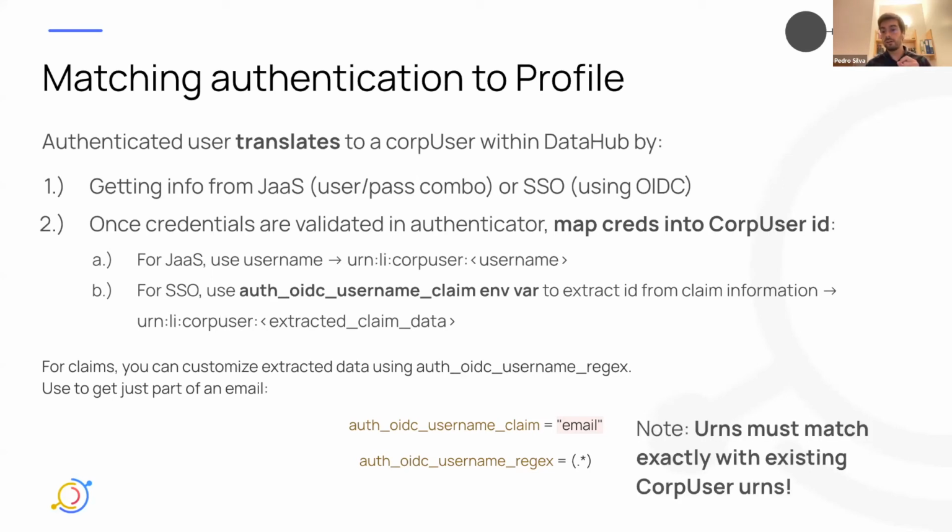But bear in mind, and this is a source of a significant amount of confusion that I've seen in the community, is that these urns that we compute when you log in must match exactly to the urns of existing corporate users so that you have that match. That's how that's done. It's essentially a lookup that we do on the metadata graph, right?